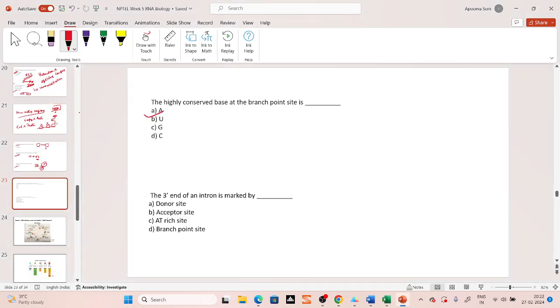Because we have studied that the 5 prime splice site is GU, the 3 prime is AG, and the branch point is A. So the highly conserved base at the branch point is always A. Then, the 3 prime end of an intron is marked by donor site, acceptor site, AT rich region, or branch point site. This I have explained. Tell me the answer.